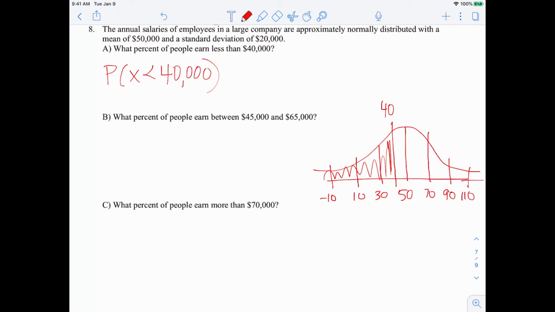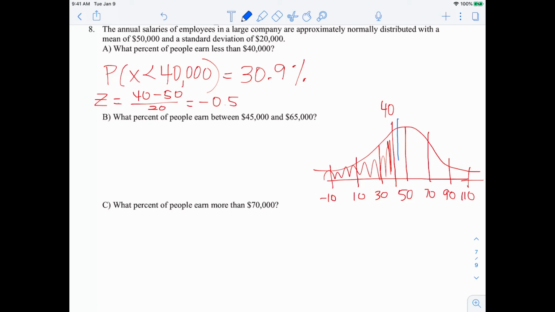So I have to calculate my z-score because, again, I'm not 1, 2, or 3 standard deviations from the mean. So my z-score would equal 40 minus 50 divided by 20, which gives me a negative 0.5. If I use the calculator, my lower bound would be negative 99. My upper bound would be a negative 0.5. If I use the table, I use the negative 0.5. And that gives me the probability of 30.9%.